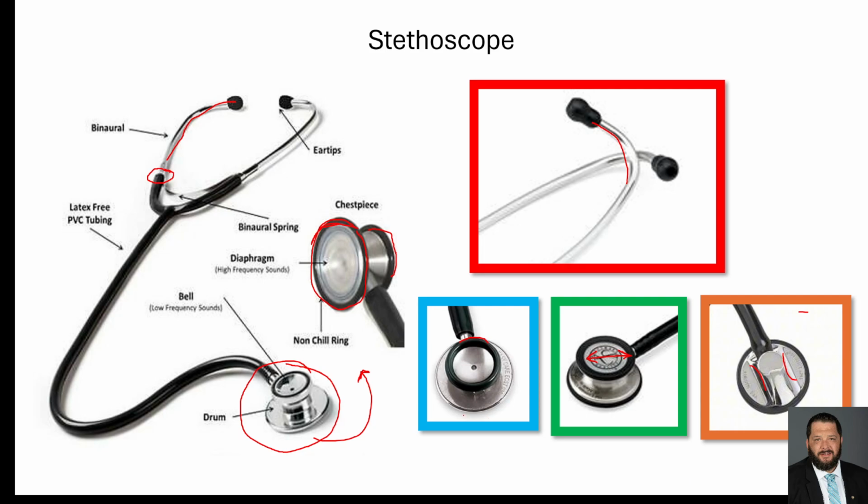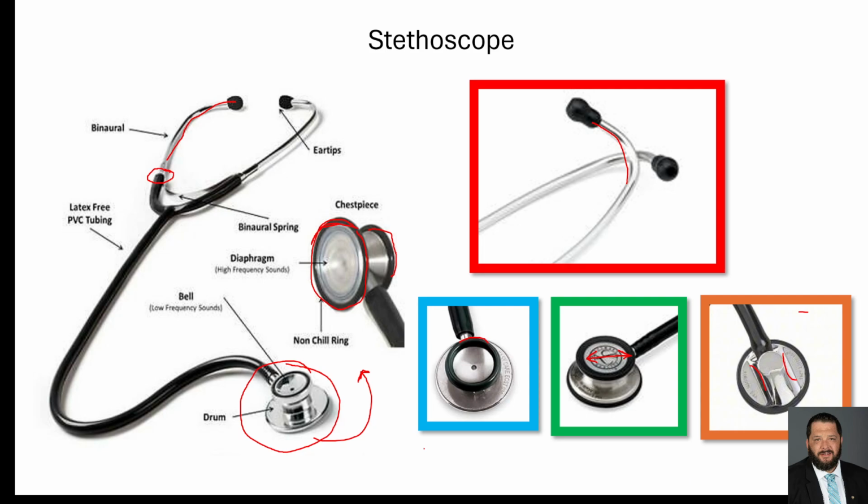The other piece worth noting here is stethoscopes are sized for body size. So you typically have an adult stethoscope, like you see in the main picture here. You may have a pediatric stethoscope, which is scaled smaller, and then you may have a neonate stethoscope, which is really tiny. It's important to use the appropriate size stethoscope for your patient.